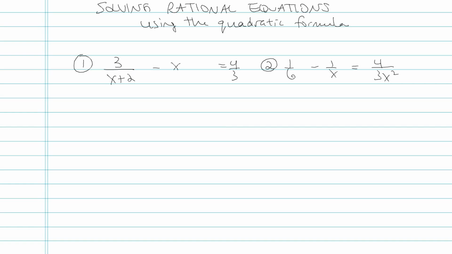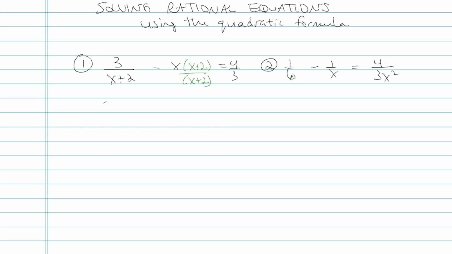Solving rational equations where I'm going to have to use the quadratic formula. In both these problems, numbers 1 and 2, on the left-hand side I have a difference of fractions. So I like cross-multiplying, but I can't cross-multiply unless my left-hand side is just one fraction. So what I'm going to do for both of these is find a common denominator on the left-hand side, combine those fractions so that's one fraction, and then I'll cross-multiply.